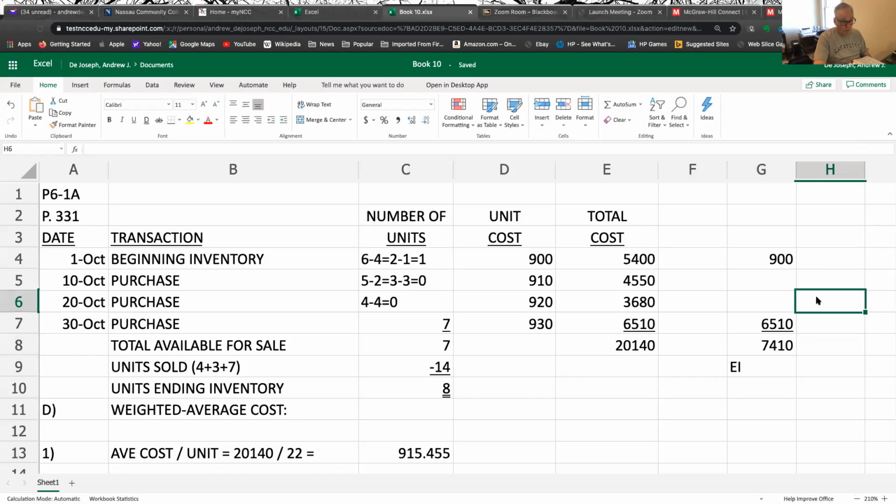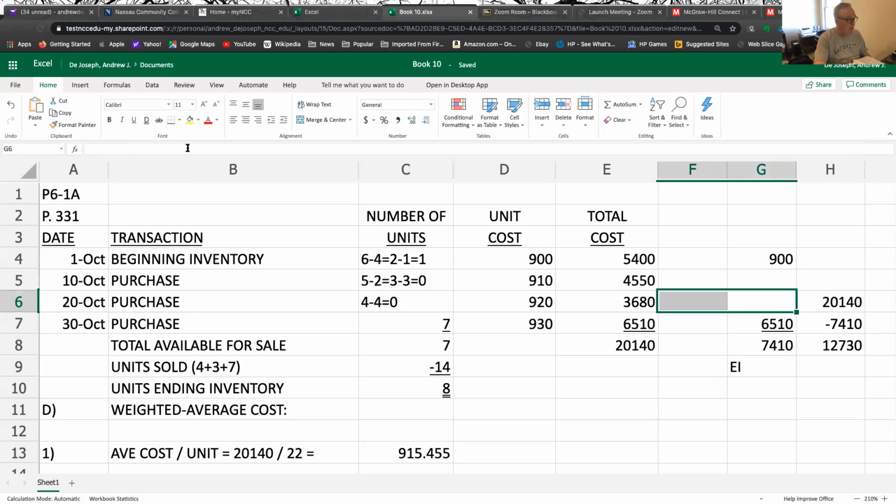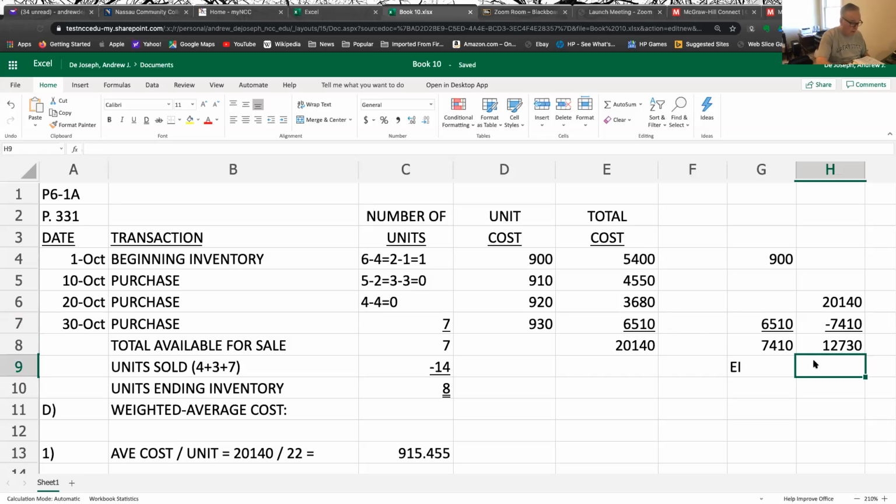What's cost of goods sold? It's 20,140 minus 7410. It's 12,730, right? 12,730 is the cost of goods sold.